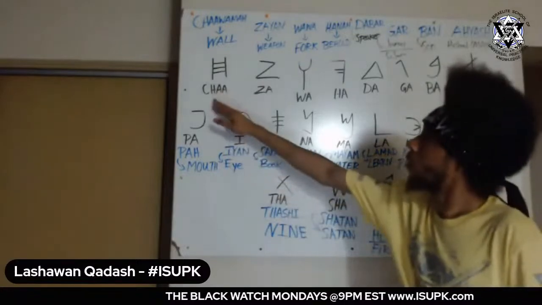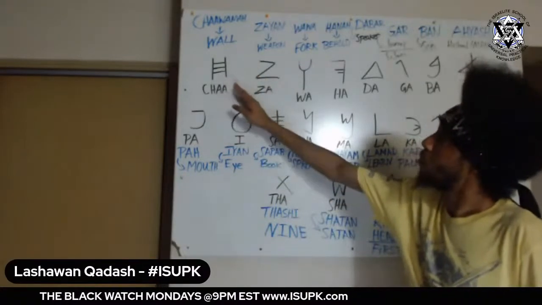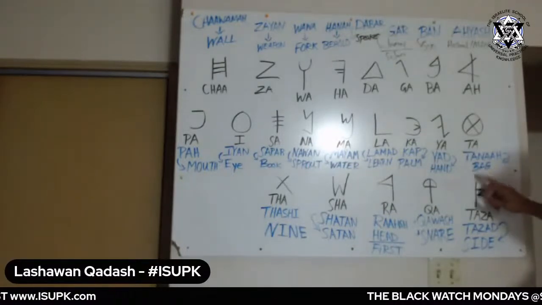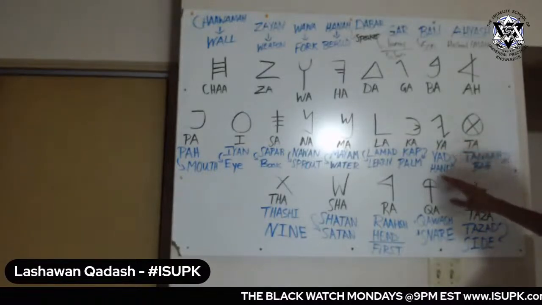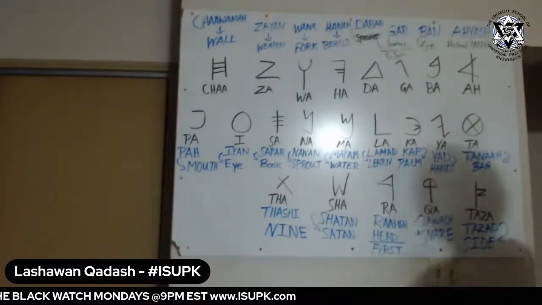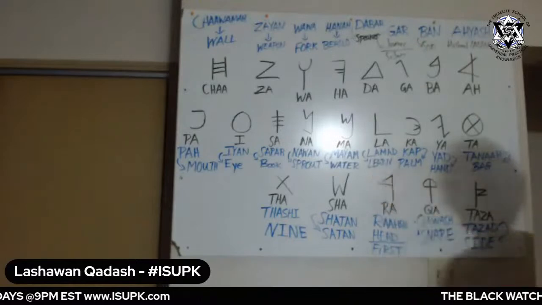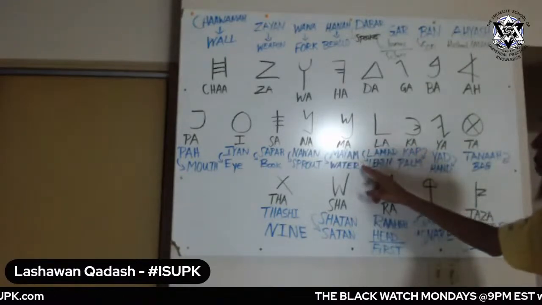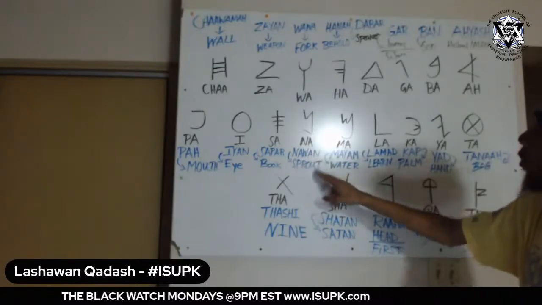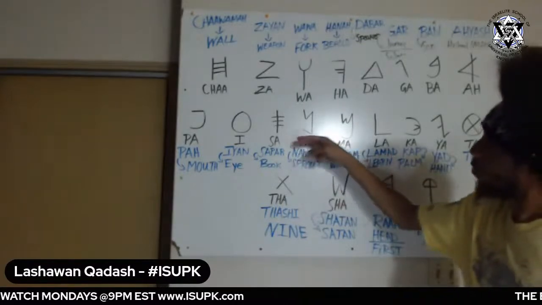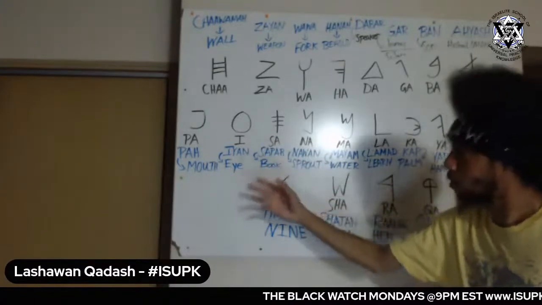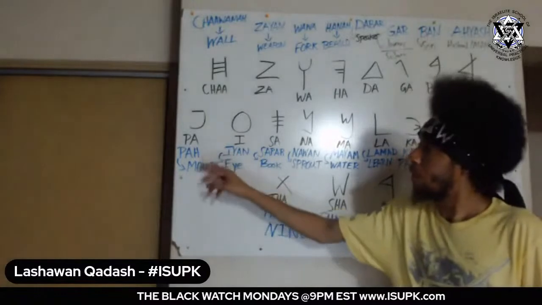We have khawama, which means wall. Tana'a, bag. Yad, which means hand. Cup, palm. Lamad, learn. Mayum, water. Nawan, which means sprout. Sapar, which means book. Ayun, I in English. And pa, mouth.